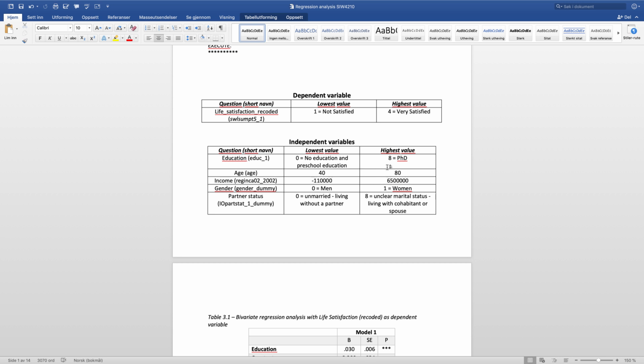It's used as a scale. Ideally, I would also make this into a dummy variable, because I would probably be more interested in looking at the difference between those who have a higher education from a university or high school versus those who do not have a higher education. But this works perfectly fine.